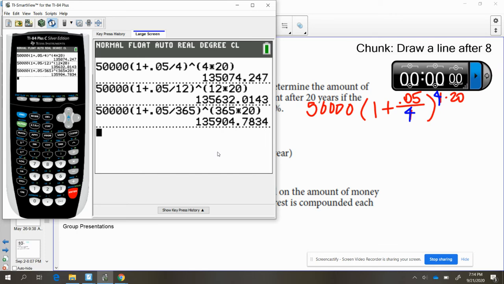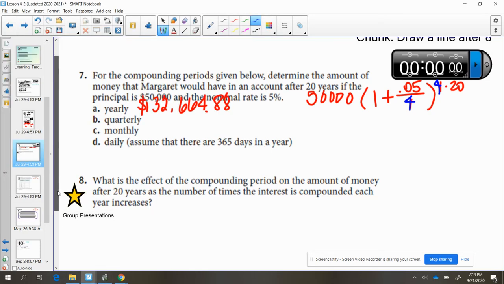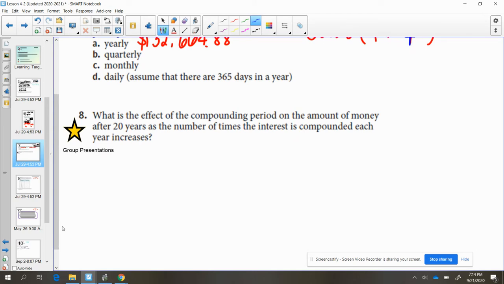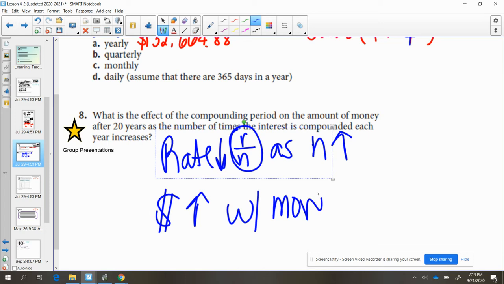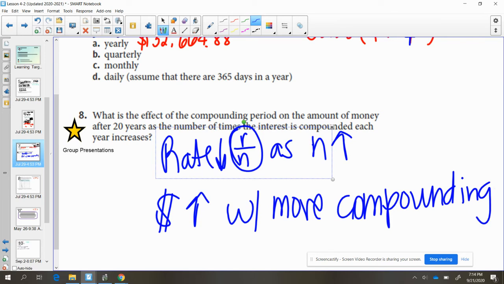So what we're noticing overall here, just to summarize, is that our rate decreases with more compoundings, right? Because we're going to divide that R divided by N. So the rate is decreasing as our number of compoundings increases, and it goes back to that, because it's getting smaller. But what we're noticing is our overall money is increasing with more compounding, right? So compounding is to our advantage if we can get it, because it's going to give us more money in the long run in our accounts, okay?